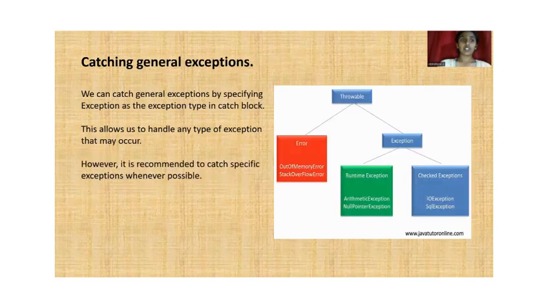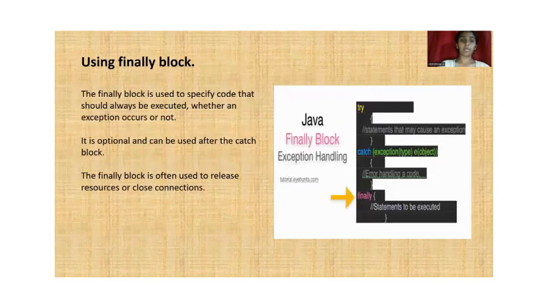Catching general exceptions. We can catch a general exception by specifying Exception as the exception type in the catch block. This allows us to handle any type of exception that may occur. However, it is recommended to catch specific exceptions whenever possible.